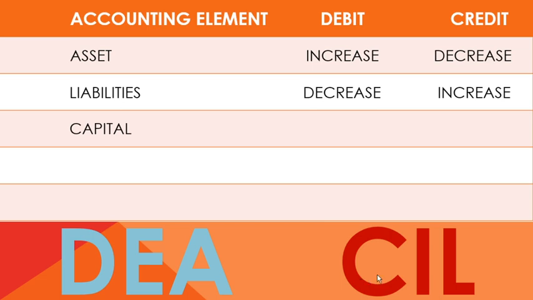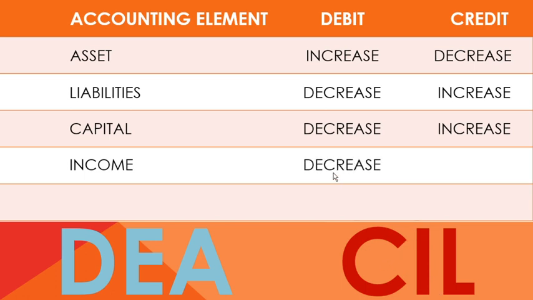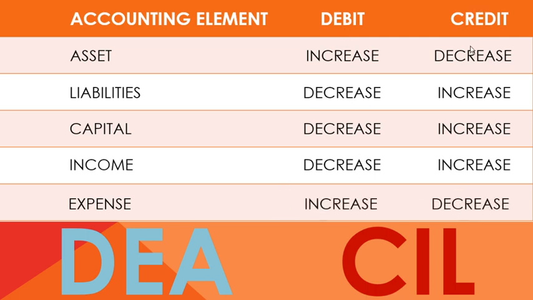Capital is a credit account, therefore, nagde-decrease siya sa debit, nag-i-increase naman siya kay credit. Okay? Income is a credit account by which it decreases on debit and increases on credit. And lastly, we have the expenses. Ang expenses po ay under ni DEA by which nag-i-increase po siya sa debit at nagde-decrease naman po siya kay credit.